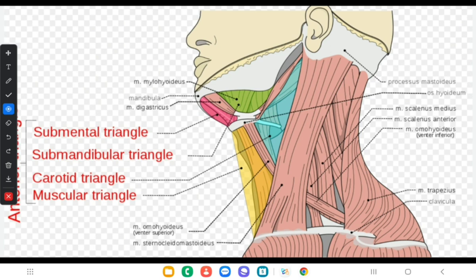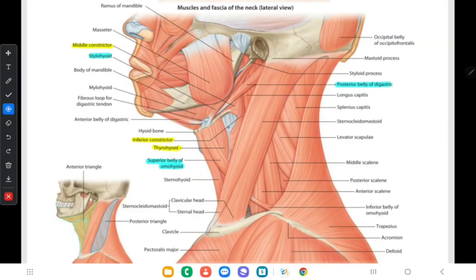The carotid triangle has three boundaries: anterosuperior, anteroinferior, and finally posterior. Anterosuperior boundary, anteroinferior boundary and posterior boundary. And there is a floor as well as a roof. The anterosuperior boundary is formed by the posterior belly of digastric. I'll show you in a separate picture.